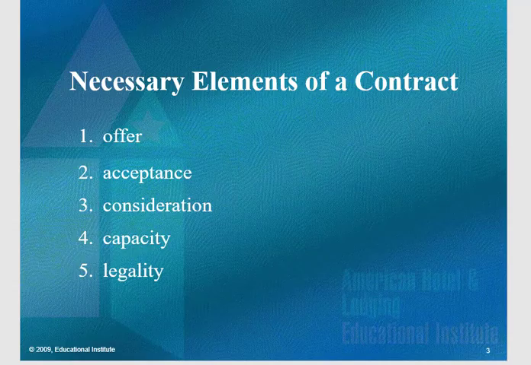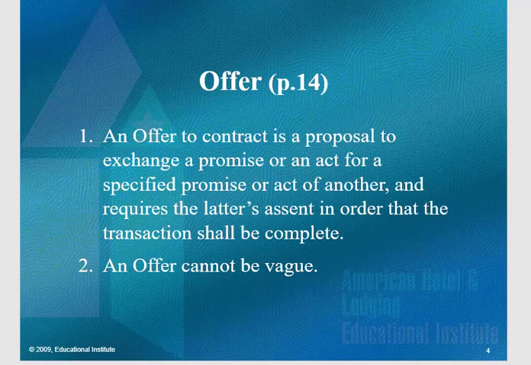So we're going to talk about each one of these elements in a little bit more depth, and we're going to start with an offer. An offer is a communication by one party, who's usually called the offeror, to another party, who's usually called the offeree, of the offeror's intent to be bound by a contract. It's a proposal to exchange promises, or exchange promise for acts, or exchange something that is available for the offeree to accept. And it can't be too vague.